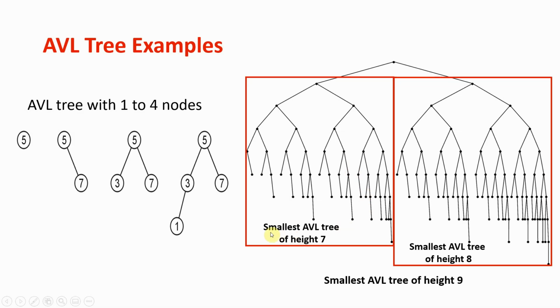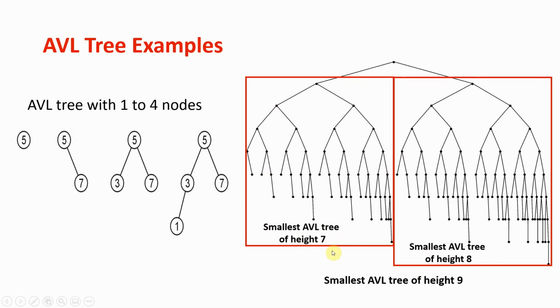If you have a BST of height 7, this shows that this is an AVL tree of height 7. This is an AVL tree of height H. This is going to be an AVL tree of height 9.